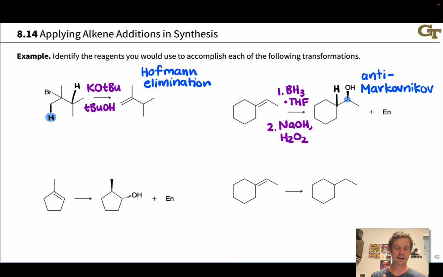In this third case in the bottom left, we again have a hydration that's an anti-Markovnikov hydration of the starting alkene.